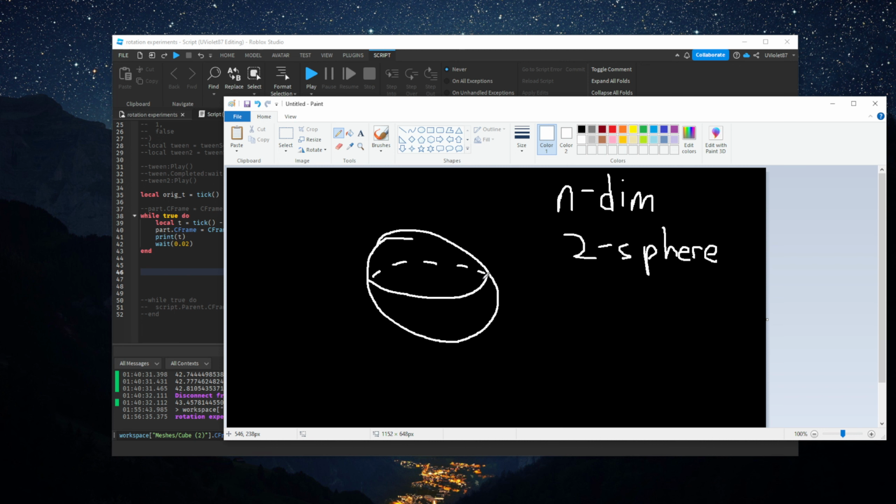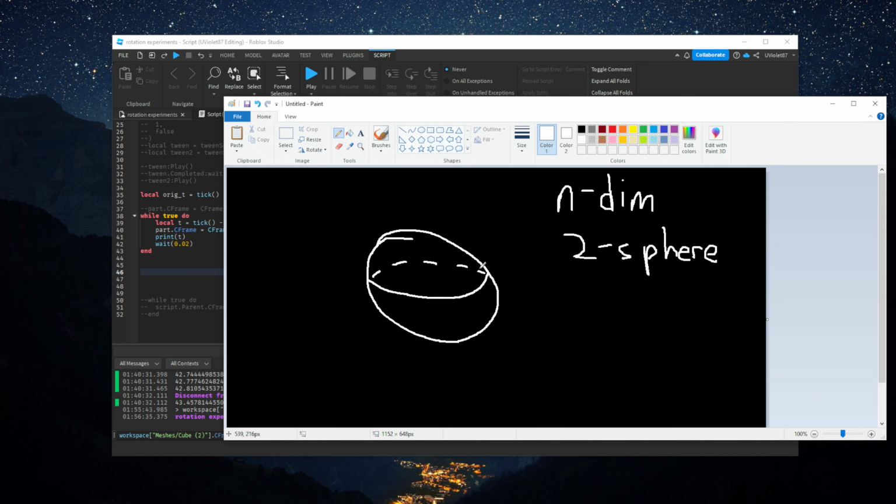Now, also, when math people talk about spheres, they never, ever are referring to filling in the inside, okay? That would be called a ball. A 2-ball would be the sphere, but filled in.